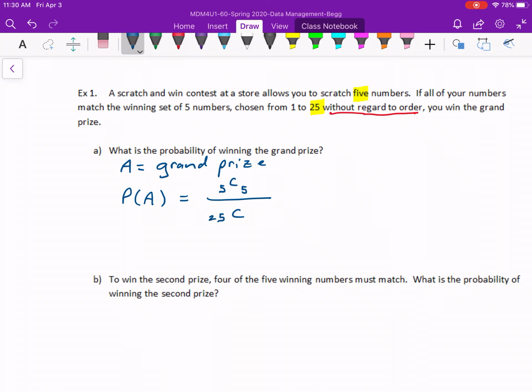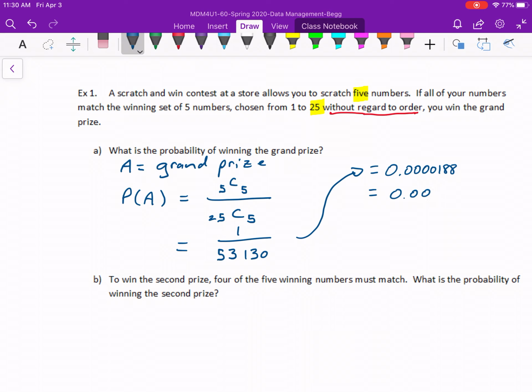So if we put that into our calculator, what we'll see is that 5 choose 5 equals 1, and that 25 choose 5 equals 53,130. So that's it as a fraction. If we want to change it to a decimal, then that's going to be equal to 0.0000188, or approximately 0.002%.